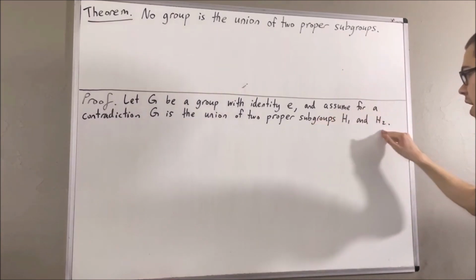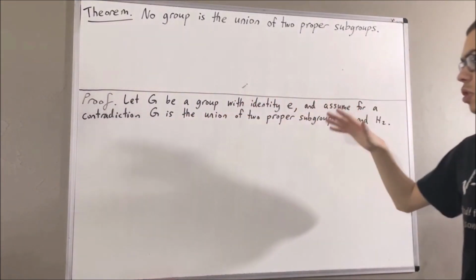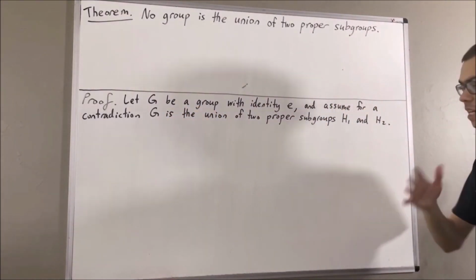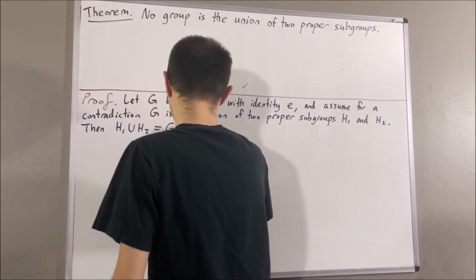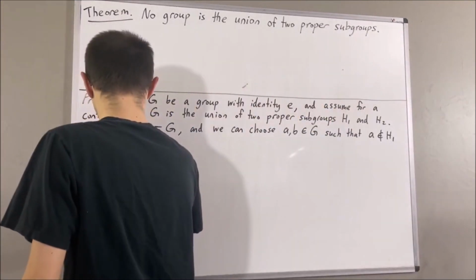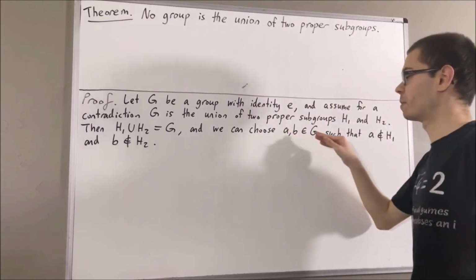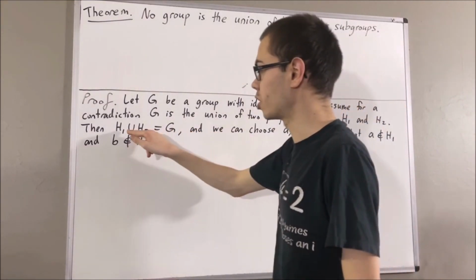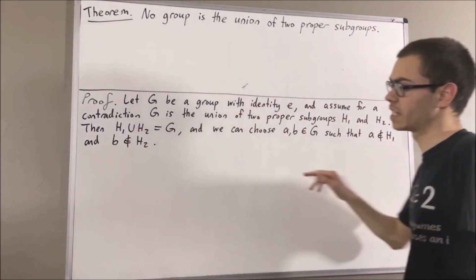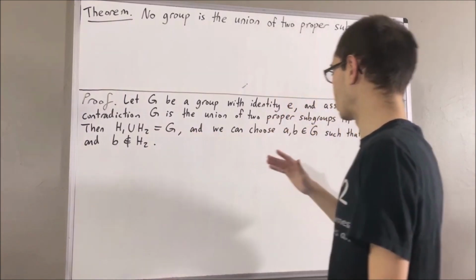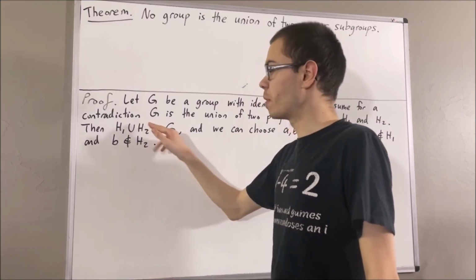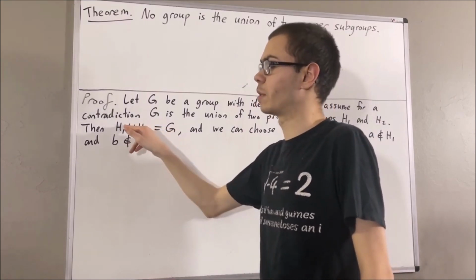And similarly, since H2 is a proper subgroup of G, this means we can find an element in G that does not belong to H2. I'll call that element B. Now, since A is an element of G, we have that A is an element of H1 or H2. But A is not an element of H1, so we must have that A is an element of H2. Similarly, since B is an element of G, we have that B is an element of H1 or H2. But B is not an element of H2, so we must have that B is an element of H1.